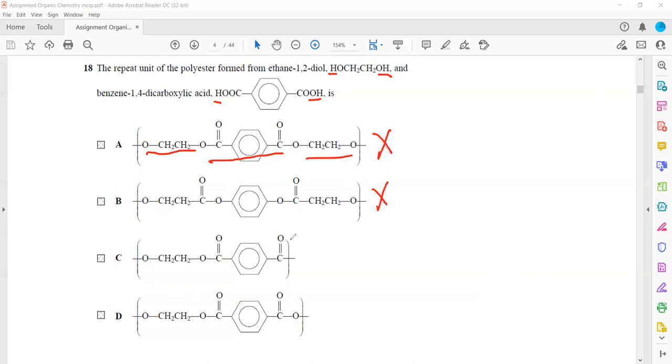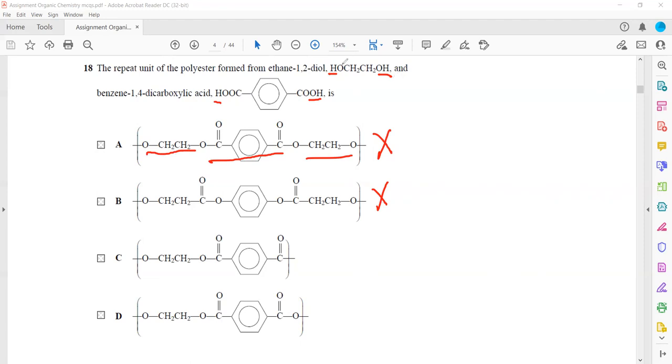Now we are left with C and D, because if we are making repeat units, we should repeat the same cycle. Like one molecule from alcohol, the other from carboxylic acid, then another alcohol and carboxylic acid. It cannot be like three in the unit. There should be another one. So that's why A and B are totally wrong. We are left with C and D.